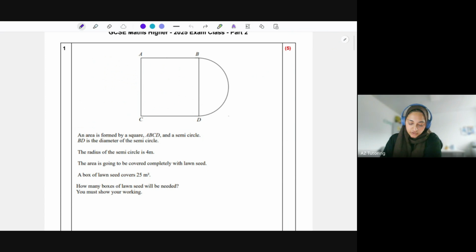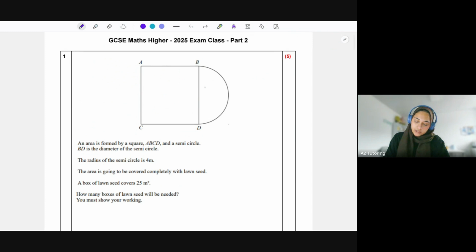So the first question says, an area is formed by a square, so I can see the square ABCD there, and a semicircle. BD is the diameter of the semicircle, so I can see that as well there. The radius of the semicircle is 4 meters, so I could put that on. So if the radius is 4 meters, so halfway, then the full of it will be 8. So we can say that's 8 meters there, the whole thing.